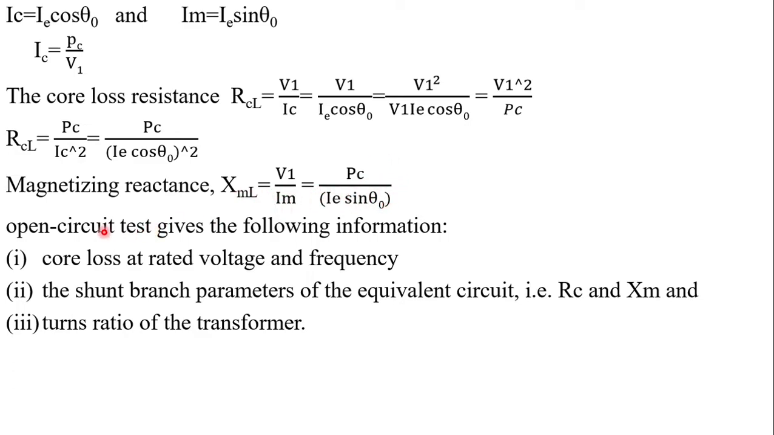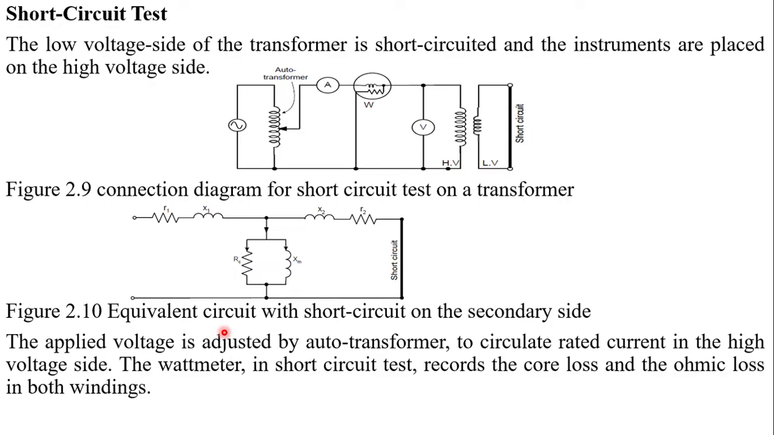Generally, the open circuit test gives the following main information: it is used to measure the core loss at rated voltage and frequency, the shunt branch parameters, which are RC, the core loss resistance, and the magnetizing reactance, and the transfer ratio of a transformer.